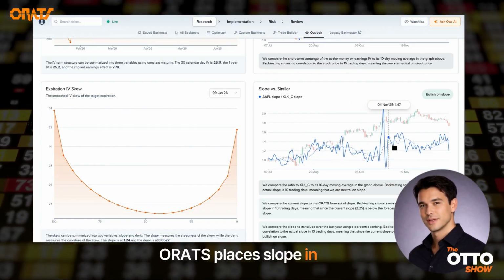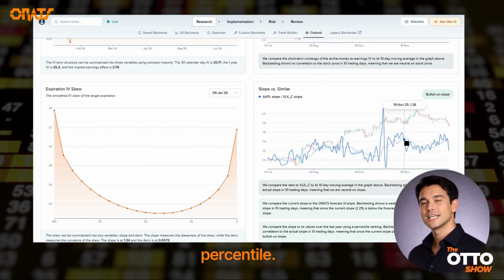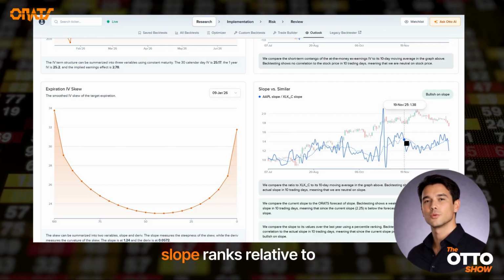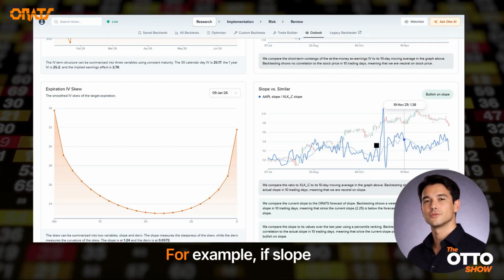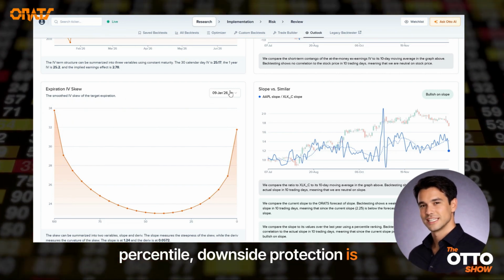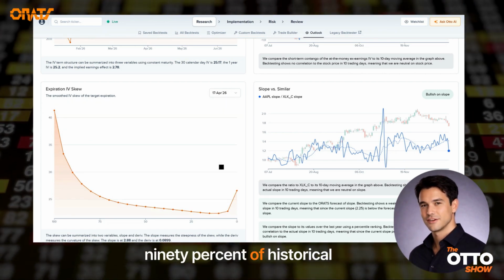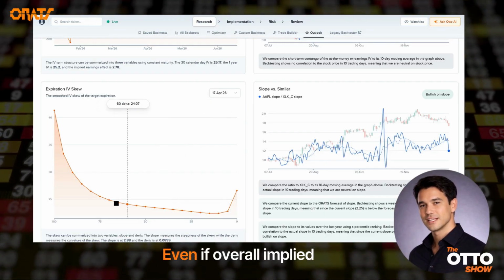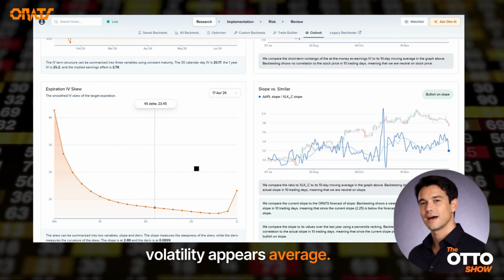ORATS places slope in historical context using slope percentile. This shows where today's slope ranks relative to its own history. For example, if slope is in the 90th percentile, downside protection is more expensive than in 90% of historical observations, even if overall implied volatility appears average.